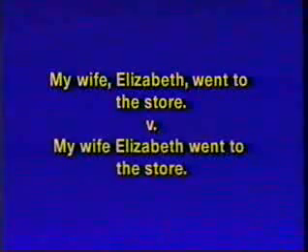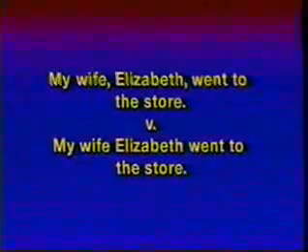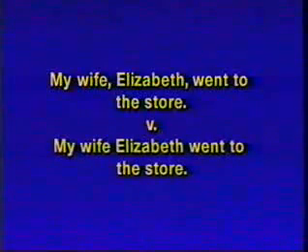Let me give an example of that in the next. My wife Elizabeth went to the store. You could put commas around Elizabeth, or you could not put commas around Elizabeth. What's the difference? If you put commas around Elizabeth, then you are saying that the word Elizabeth is in apposition.